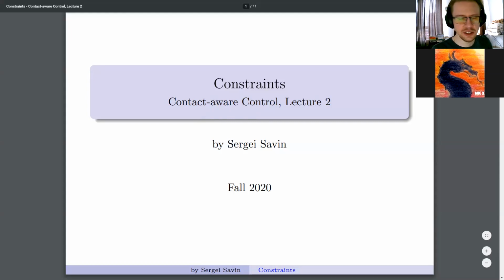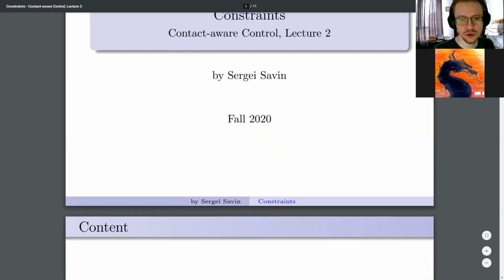So this lecture is about constraints. What are constraints? Please notice it is not about contact. That we'll see a bit later. It's about constraints, so it's a little bit simpler. Okay, so let me go into this.